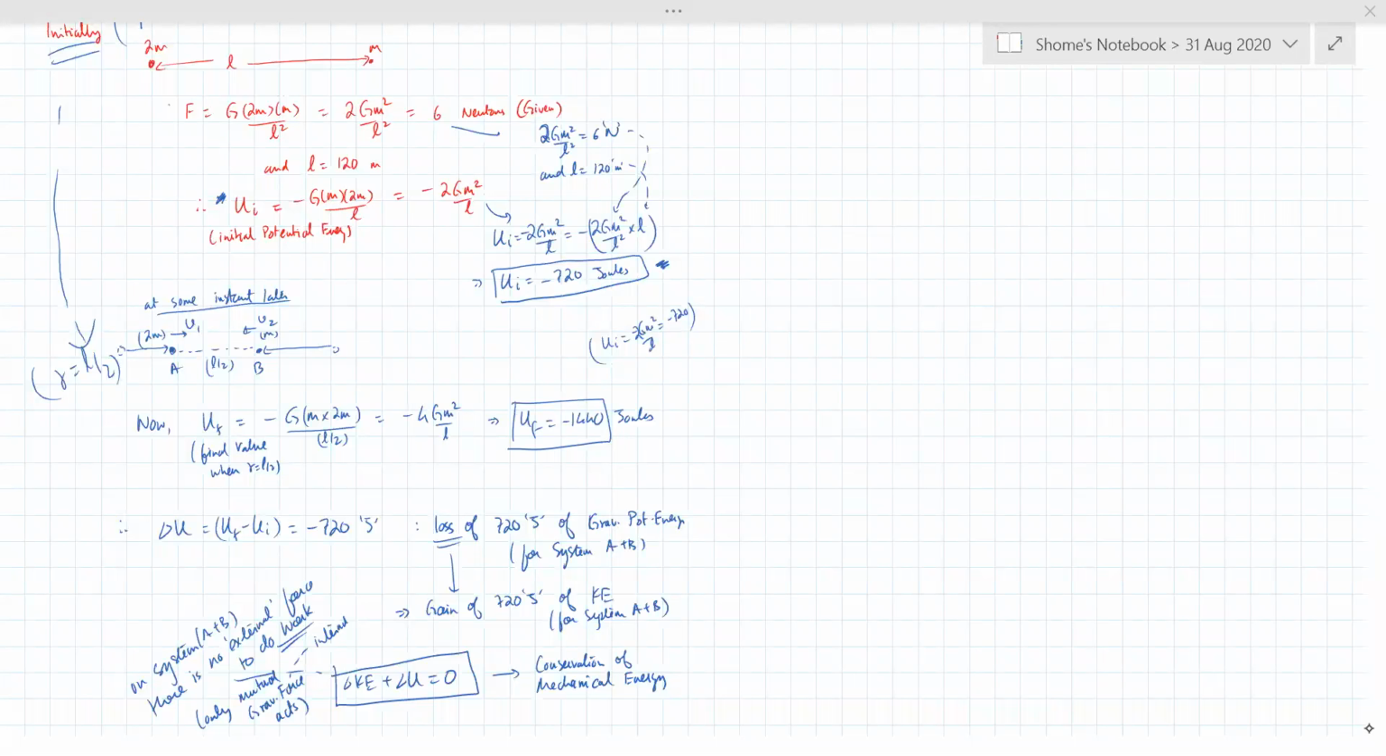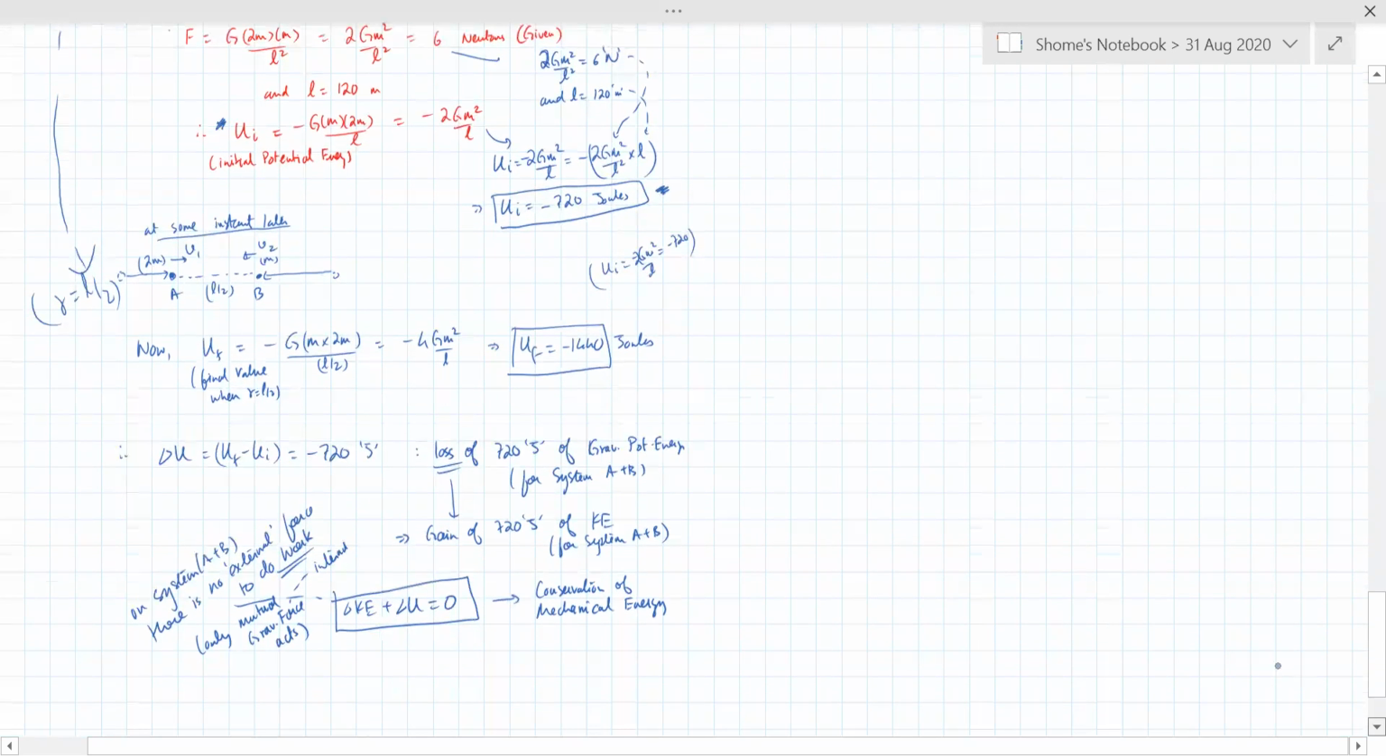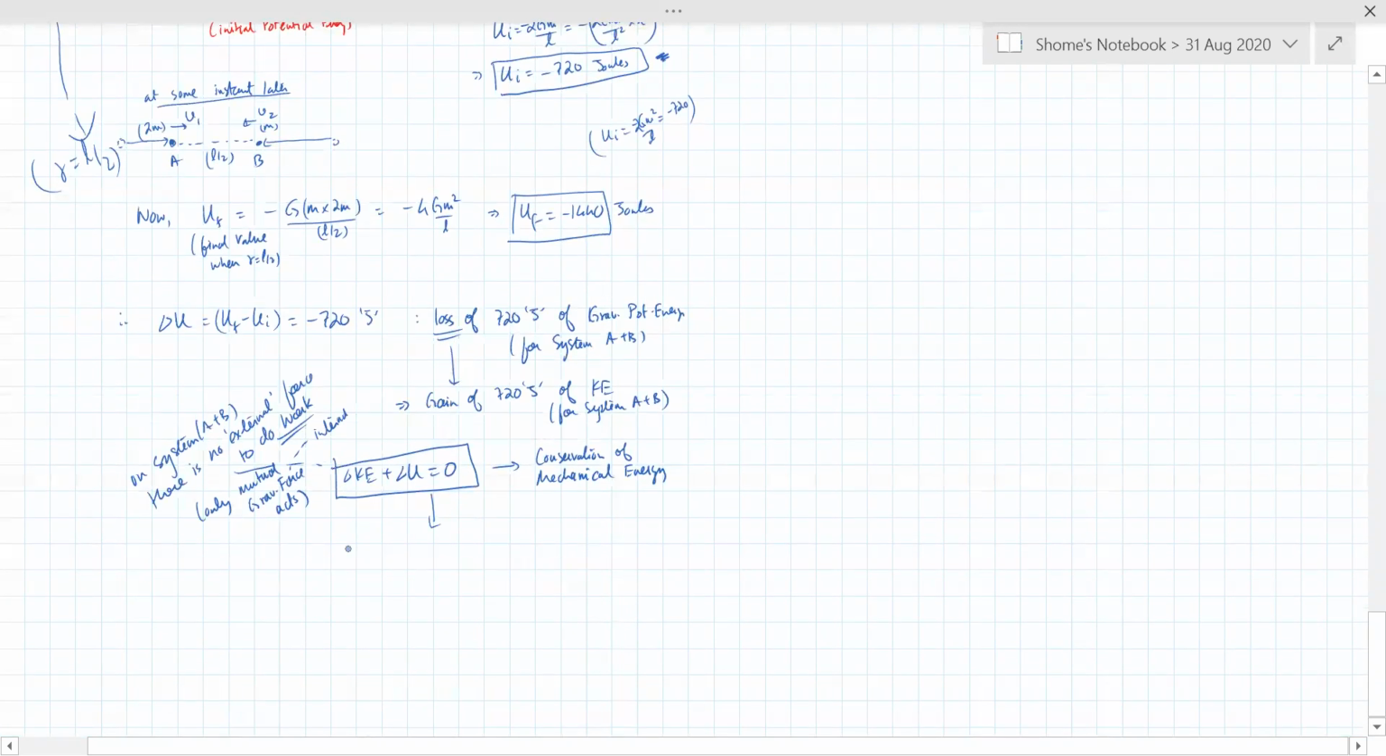Okay, so now how do we calculate the individual speeds? From this we will see that the change in kinetic energy will be negative of delta U, so that will become plus 720 joules, because delta U was negative. There's a loss of 720 joules, so there must be a gain of this. Okay. So that gain in kinetic energy is how much? It is half of 2m into VA square plus half of m into VB square. So that is equal to 720 joules.